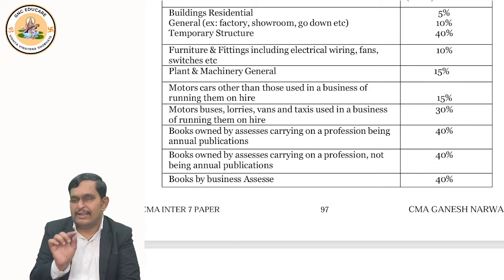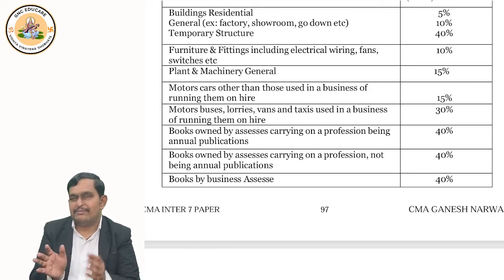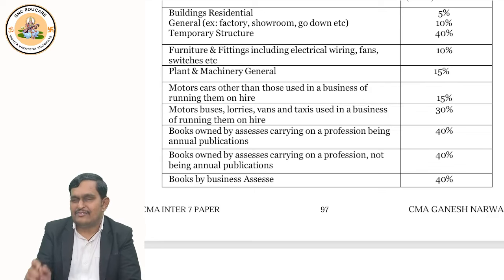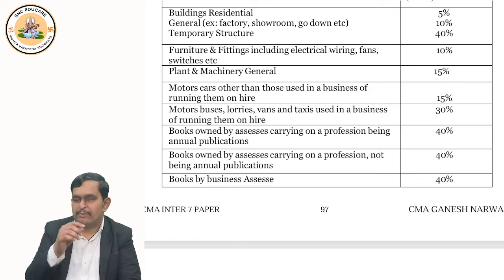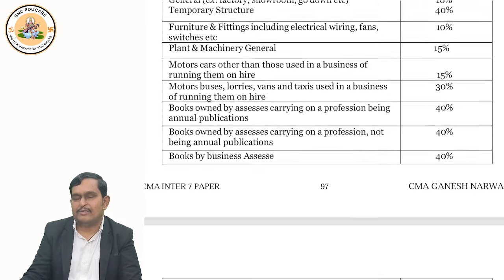General plant and machinery: if they give in the question plant and machinery, and they don't tell the rate, it is 15%. If they say motor car other than hire, 15%. Motor car, bus, lorry for hire, 30%. When they talk about books, books by professional, books for businessman, books for annual publication, books for library, any book, 40% is the rate of depreciation. When I say book, it is 40% rate of depreciation. That's it, you should remember. Now let's go forward.